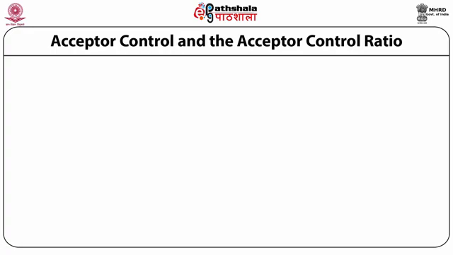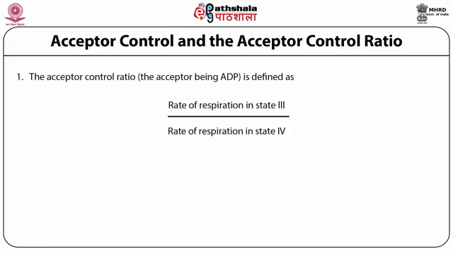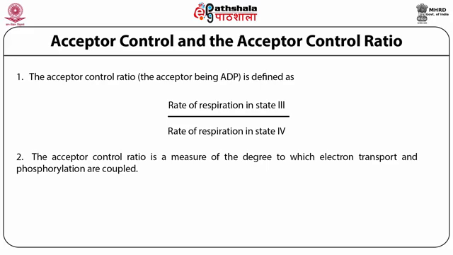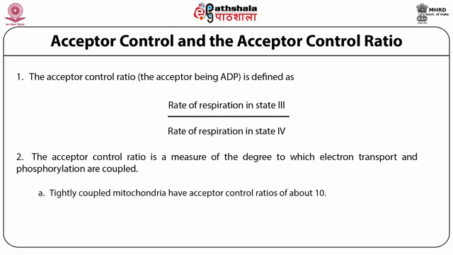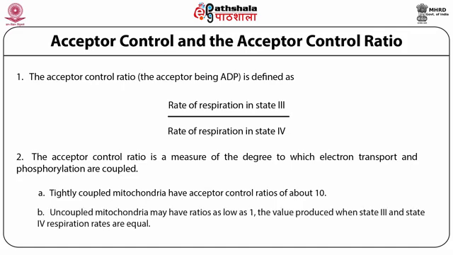The acceptor control ratio, the acceptor being ADP, is defined as the rate of respiration in state 3 over the rate of respiration in state 4. The acceptor control ratio is a measure of the degree to which electron transport and phosphorylation are coupled. Tightly coupled mitochondria have an acceptor control ratio of about 10. Uncoupled mitochondria may have a ratio as low as 1, the value produced when the state 3 and state 4 respiration rates are equal.